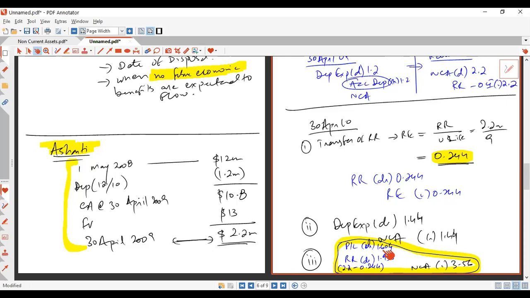What is it? This is the balancing figure. Okay, there is a question by a student, Bongi. She's asking whether the transfer of revaluation is always transferred to retained earnings. Is this the preferred treatment?